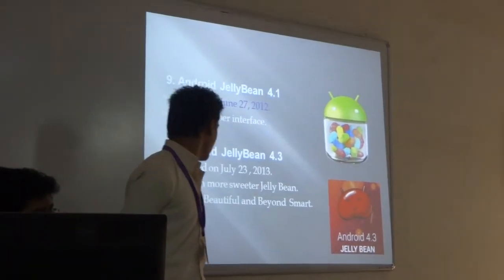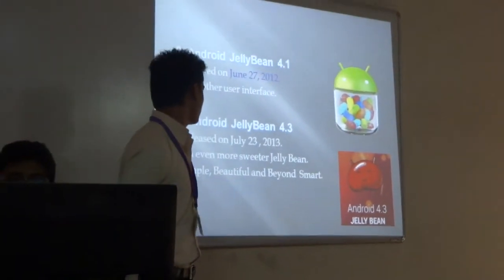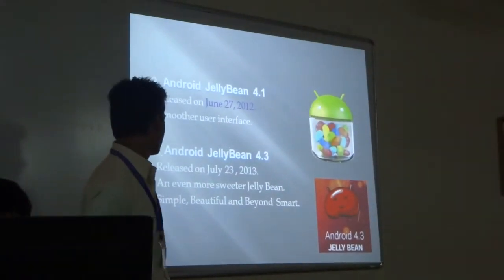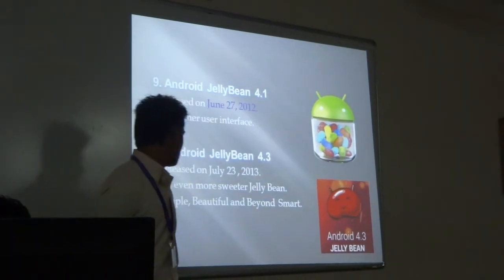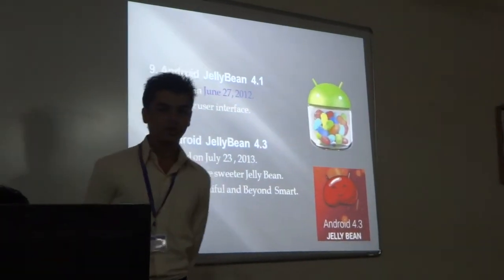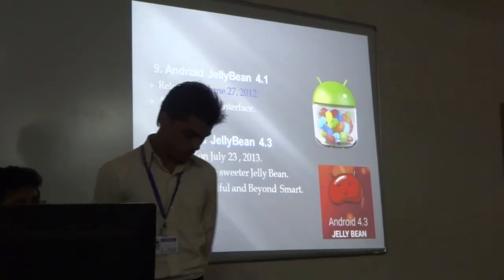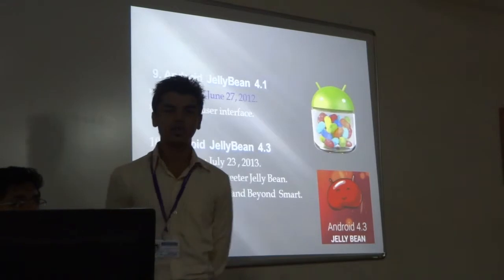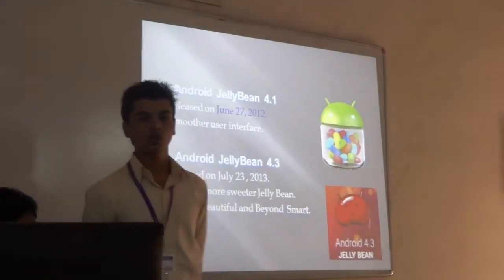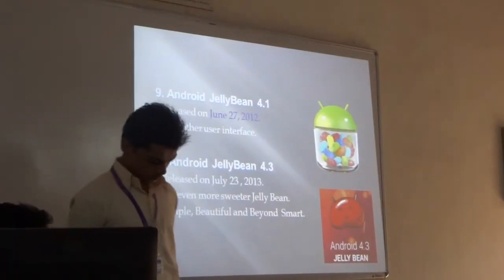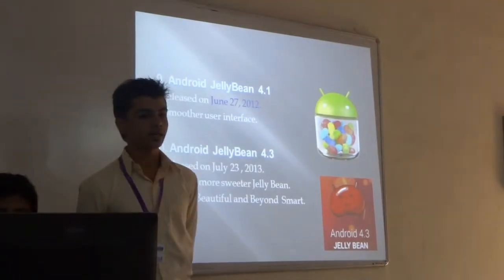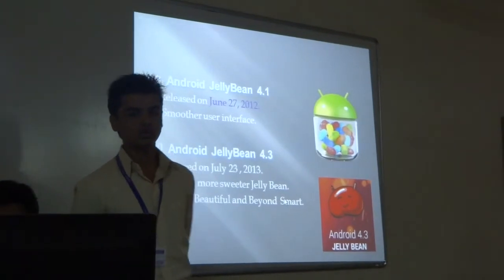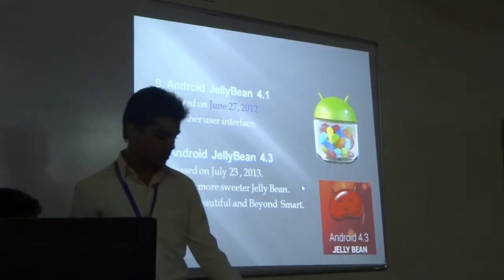Now we move on to the 10th Android version, which is Android Jelly Bean 4.3. It was released on 23rd of July 2013. It is an even sweeter Jelly Bean than the earlier one. It has some nice graphical updates, setting updates, location updates. Let me tell you guys, it is really faster, smoother, more convenient to use, and it's beyond smart.